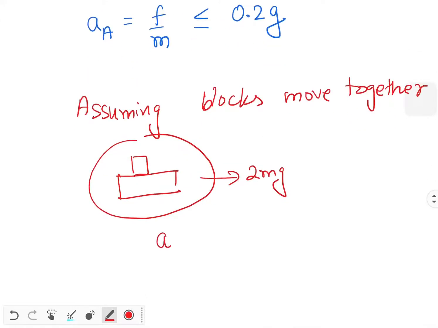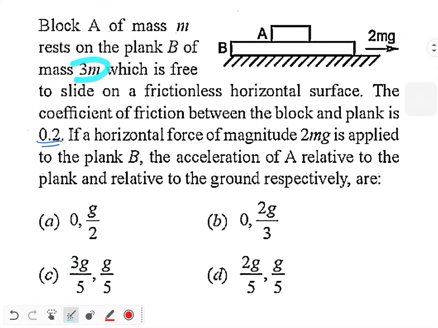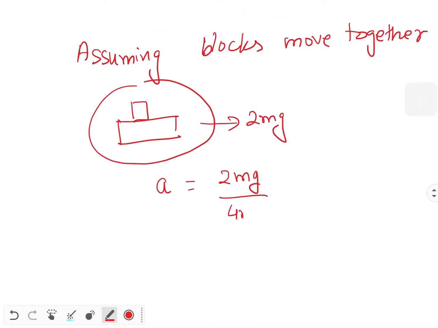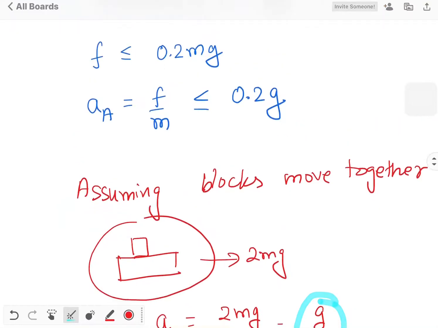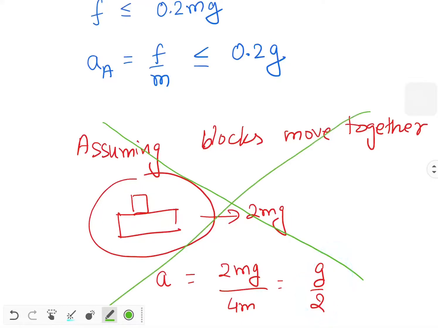Then their combined acceleration will be what? 2 mg divided by total mass. So total mass is how much? This is 3m, this is m, so total mass will be 4m. So this will be g by 2. So if they move together, their acceleration should be g by 2. But block A can have maximum acceleration of 0.2 g, which is less than g by 2. That means the assumption is wrong.